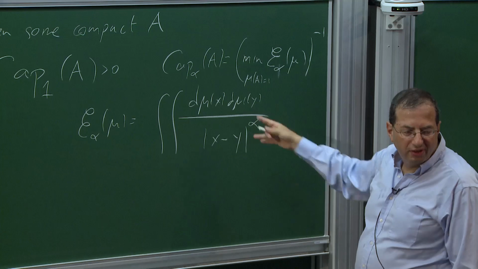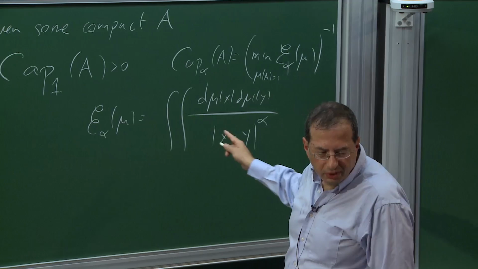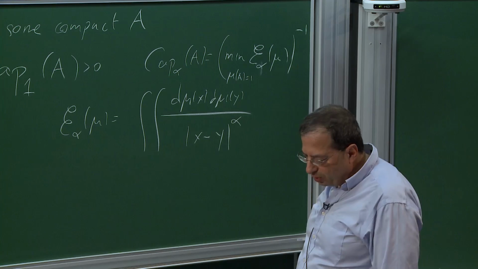Okay, and all this can, in two dimensions, things are a little more delicate. You have to talk of logarithmic capacity. Let's focus on three dimensions. So this is the classical theorem of Kakutani.